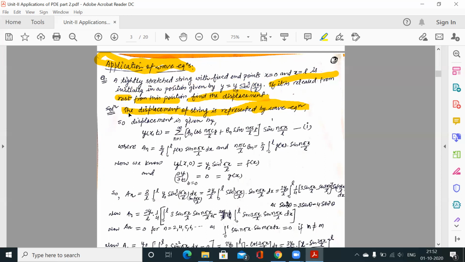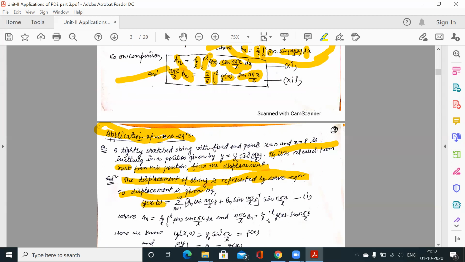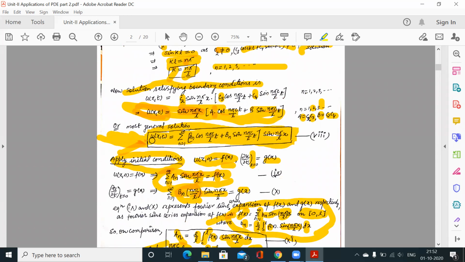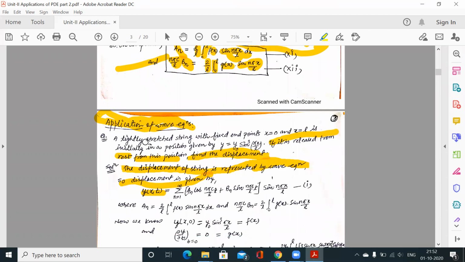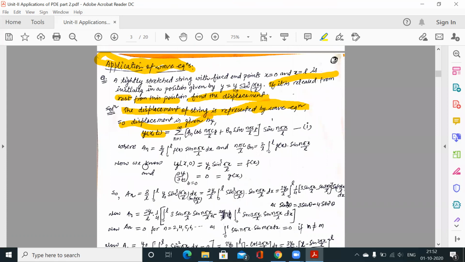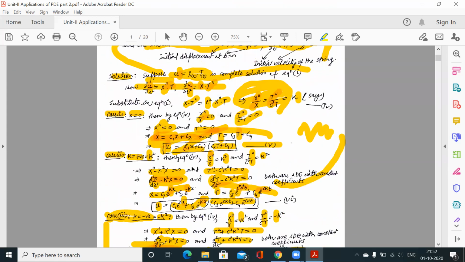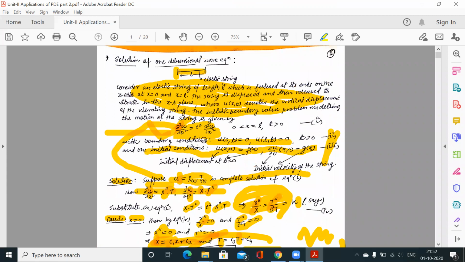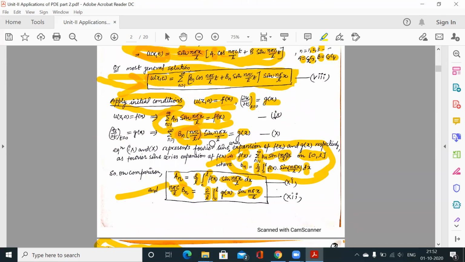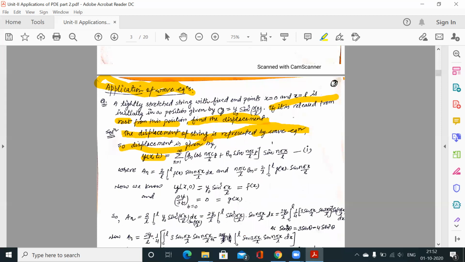So first we need to write the displacement of a string. Displacement means the vibrations of a string are represented by a wave equation. This displacement is given by the solution which we obtained here, this u(x,t), because there we took our equation in the form of u, because the dependent variable was u. Now in this question they are giving the position like this, so this is our function y.